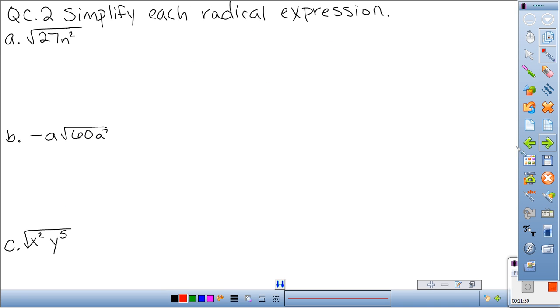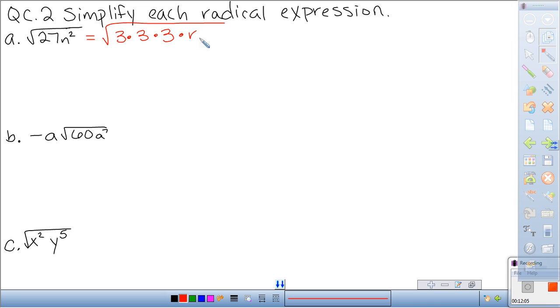All right, let's quickly try a couple of quick checks here. And I'm going to start exclusively using the other method of breaking it down into its primes. So 27 would be 3 times 9. 9 is 3 times 3, times n times n. So remember, we're just looking for the pairs. And again, if you want to use the method the book does, that's fine. So I have a pair of 3's and a pair of n's. So that means I get to pull out a 3 and an n, and then 3 is left inside.